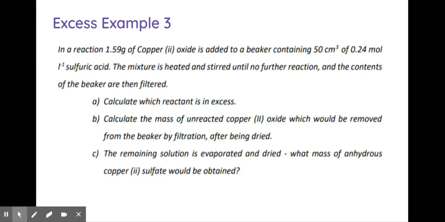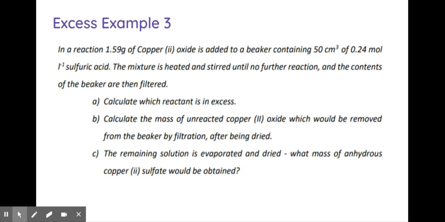Now hopefully everybody has been able to make copper sulfate crystals before. If you haven't, then that's okay. If we ever get back into the lab, we can maybe do it one day. But if you've done it before, that will certainly help you visualise the steps in this reaction.